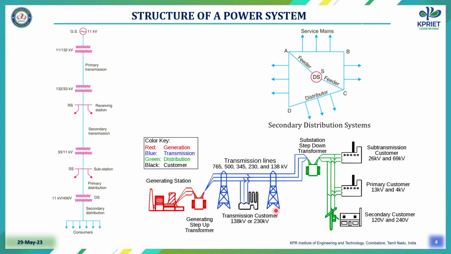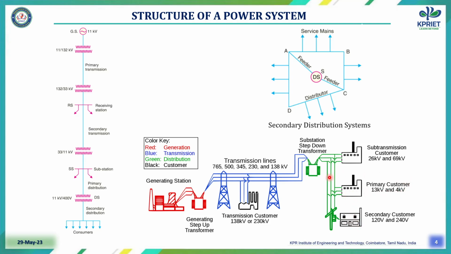This is the actual representation of power transmission and distribution. The generating station is the primary step for power generation. There the power is generated, then stepped up using the generating transformer. Then that power is transmitted through various levels of voltage. It depends upon the rating of the power, and the voltage rating is also decided based on the distance traveled. Then the substation is provided to step down the voltage.